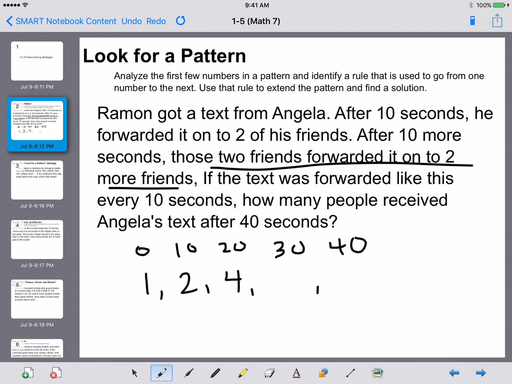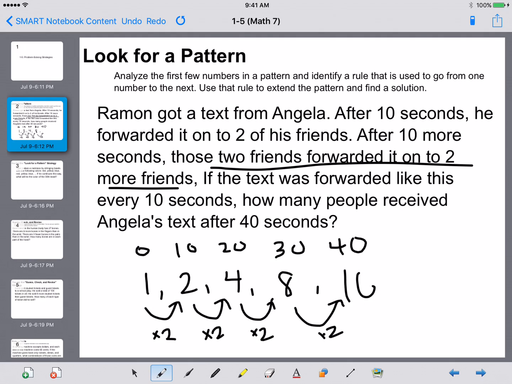So we want to look at a pattern here in our first numbers. How can we get from 1 to 2? I could add 1, but is 2 plus 1 equal to 4? No, so that's not our rule. How about times 2? 1 times 2 is 2. 2 times 2 is 4. So then 4 times 2 is 8. And 8 times 2 is 16. So after 40 seconds, that message is getting forwarded on to 16 people.